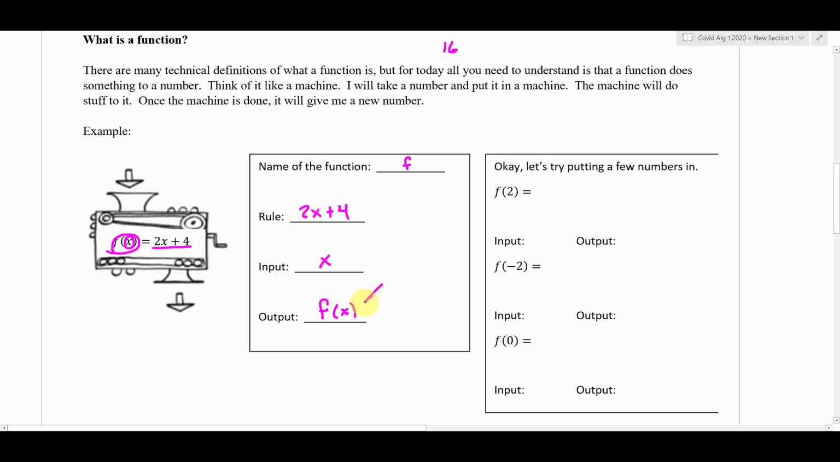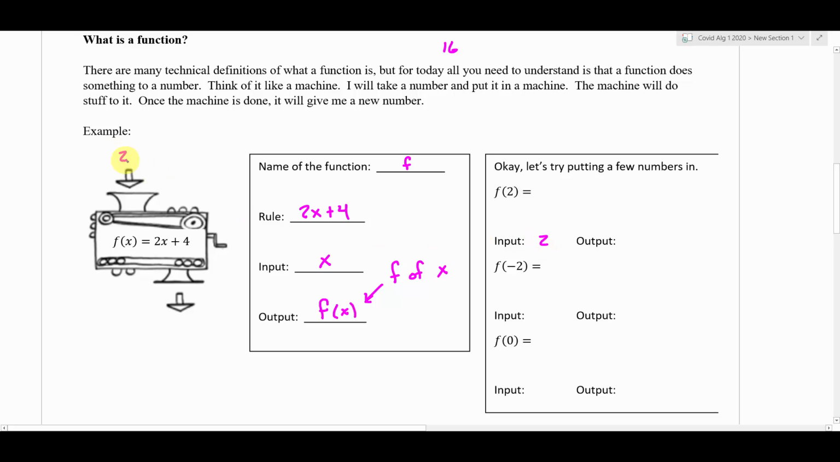And just remember, I know it looks weird, but this is not f times x. This is f of x. That's what that says. All right, now we're going to give it a try so you can see what I'm talking about here. So notice the name of the function is f. Where the x was, they put a 2. So they're telling me that the input is a 2.